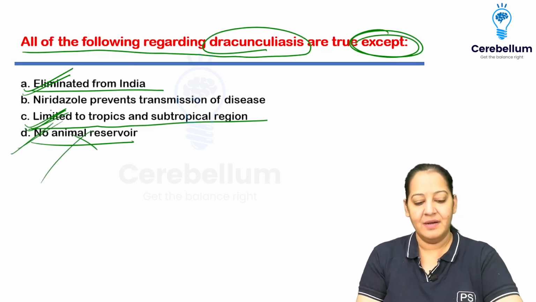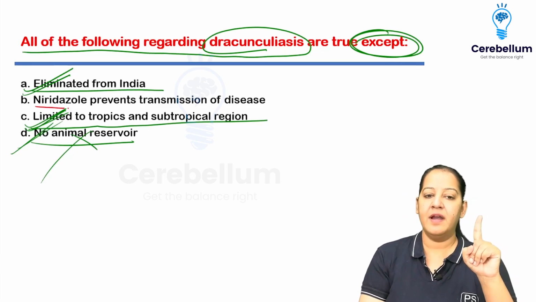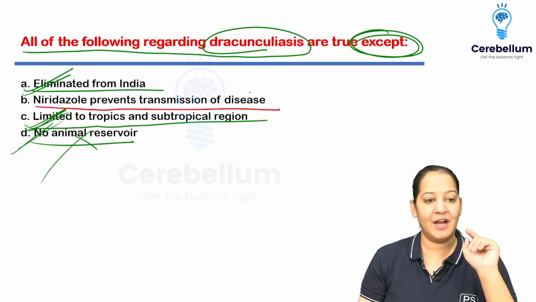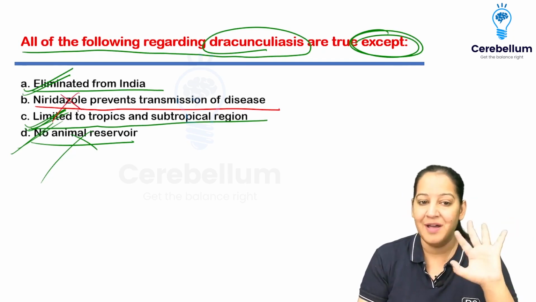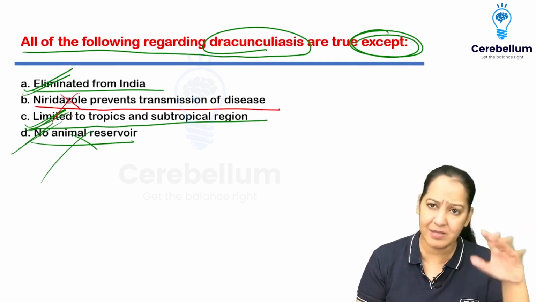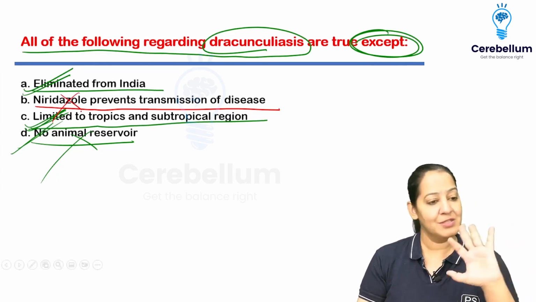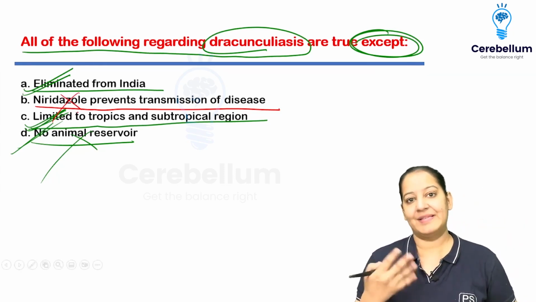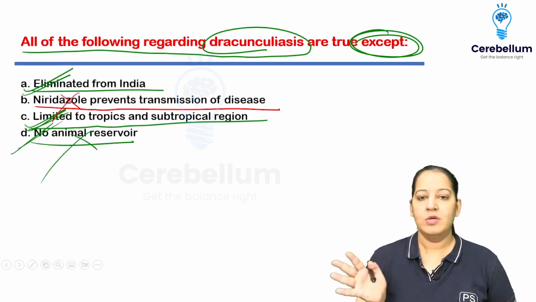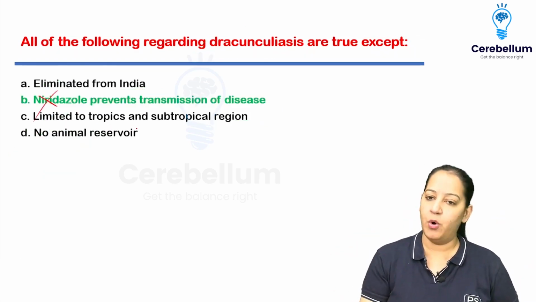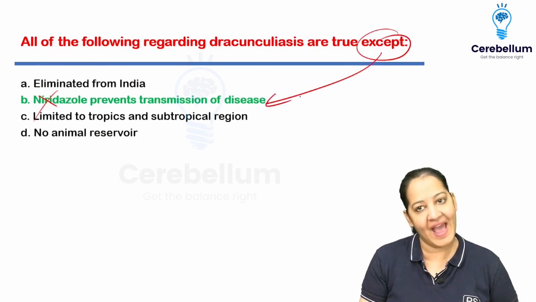Yes. But see option B: niridazole prevents the transmission of the disease. I told you there is no treatment, no drug. Neither niridazole nor mebendazole nor any drug is effective. So no anti-helminthic drug can prevent its transmission or kill the worm. So this statement is wrong. That's why we will go with B, because in the question they are asking for except.